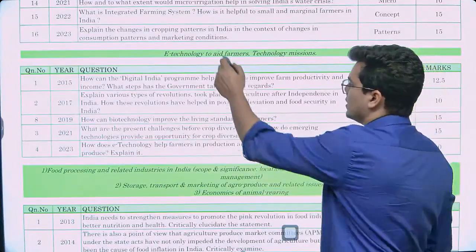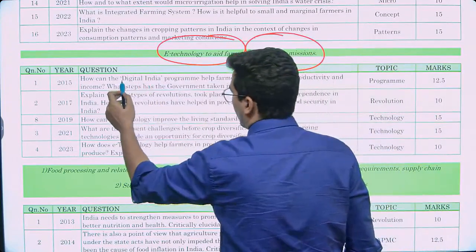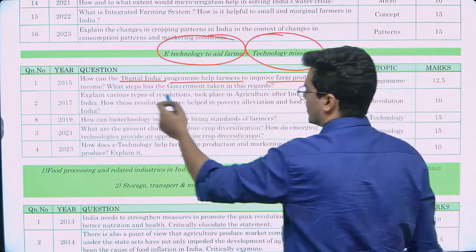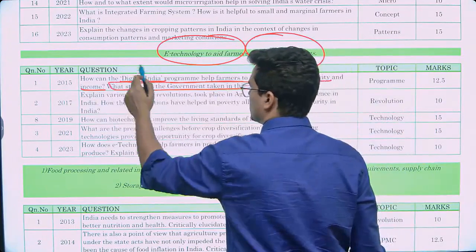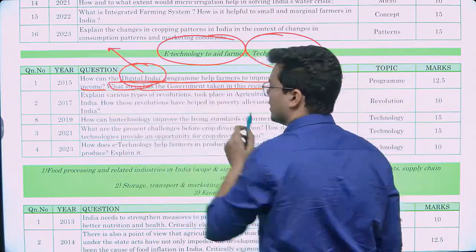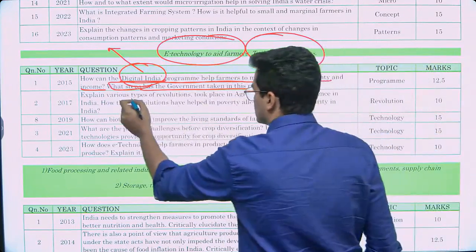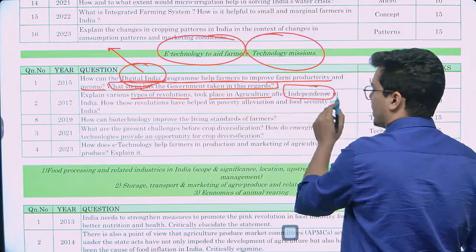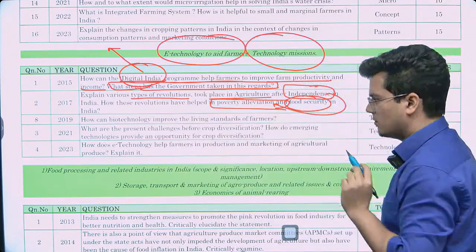So, e-technology in the aid of farmers and technology missions. How can Digital India program help farmers improve farm productivity and income? What steps has the government taken in this regard? So, Digital India is a technology mission related to farmers. Then, various types of revolutions that have taken place in agriculture after independence and how have they helped in poverty alleviation and food security? All right.